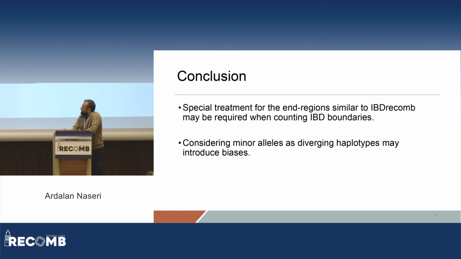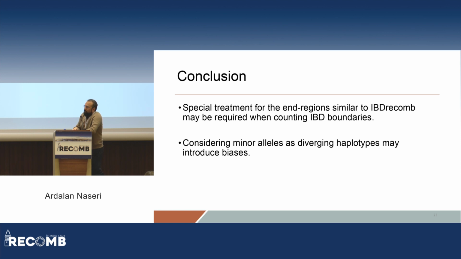The tool can be downloaded on GitHub, and there are several issues, but two main issues that need to be addressed later. One is the treatment of the boundaries, because at the boundaries you're going to have problems with the way we count the IBD segments. It was treated in a particular way in IBD recomb. We're trying to incorporate that methodology, because it's a little bit different from how we count the IBD segment boundaries. But it has to be incorporated in the tool to have an accurate result for the end regions of the chromosome.